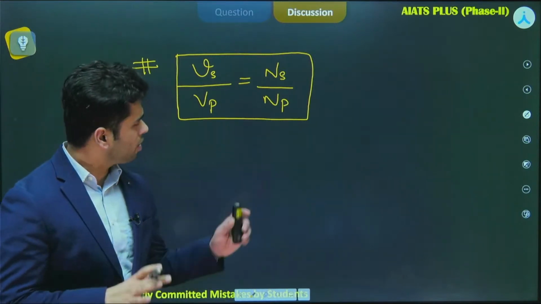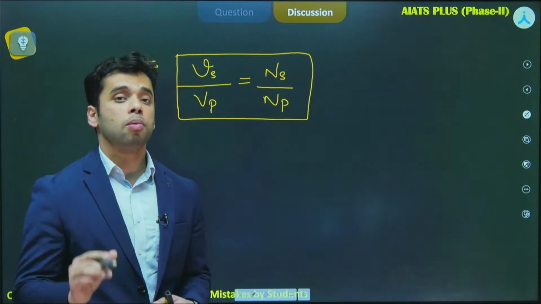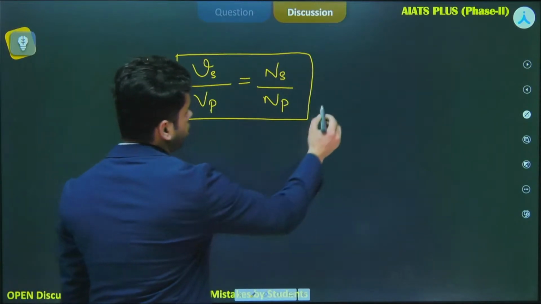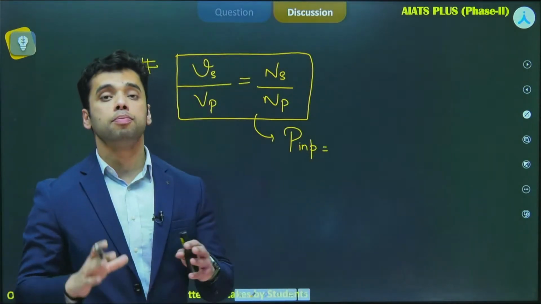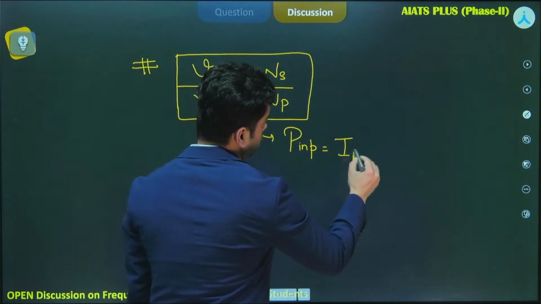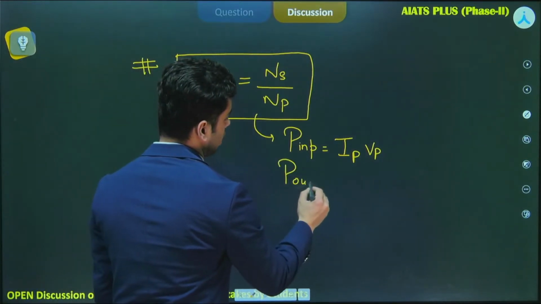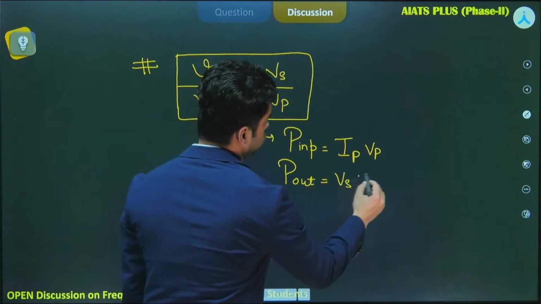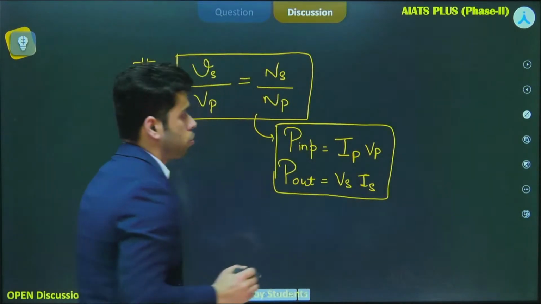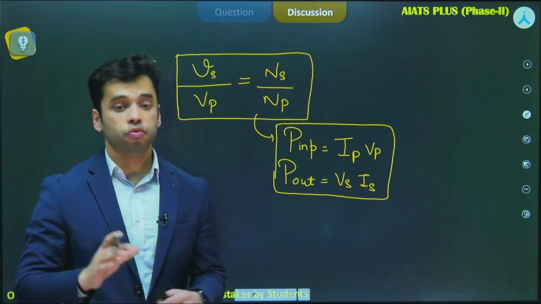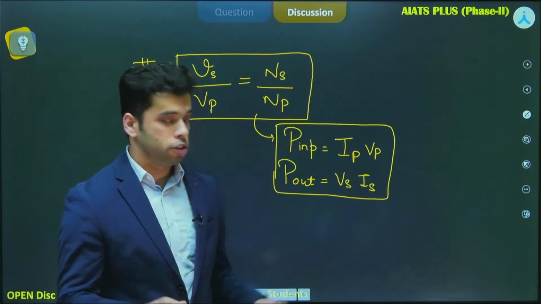Now, dear students, this relation is self-sufficient to solve this problem, but what other concepts are involved while dealing with the problems of transformer? Let us discuss those too. If you want to write the input power, it can be written as the product of input current into the input voltage, and going with the similar logic, output power, P output, can be written as Vs into Is. So input power is IpVp, output power is VsIs. Ip is your primary current and Is is your secondary current, right?